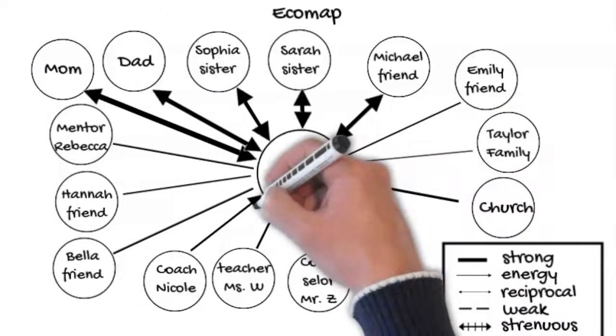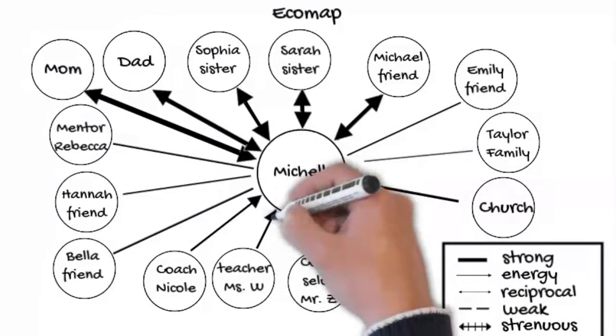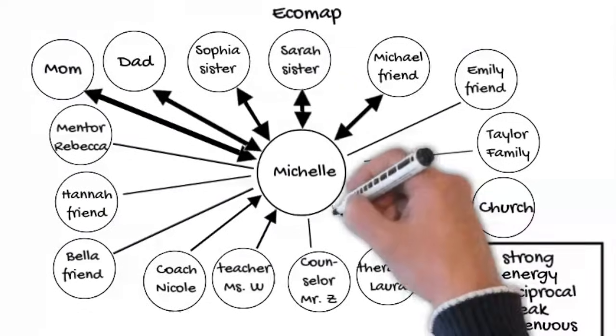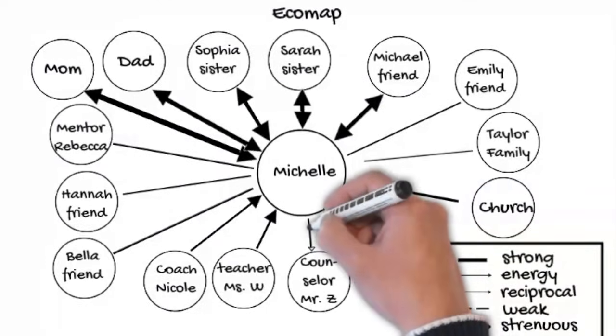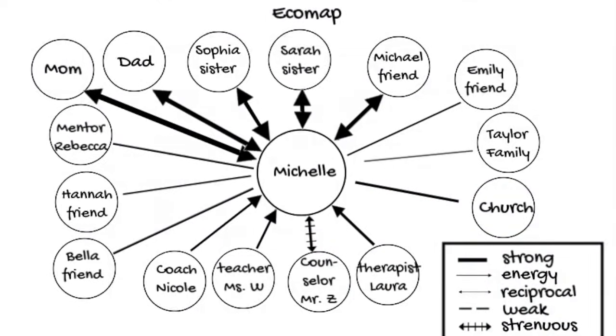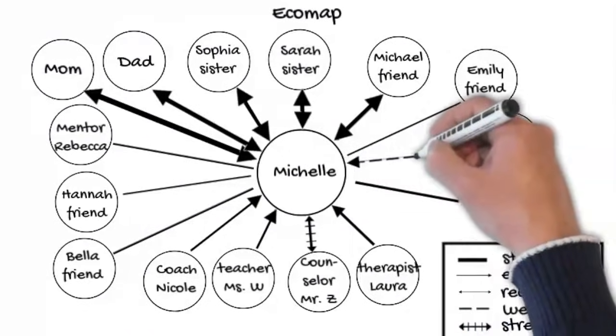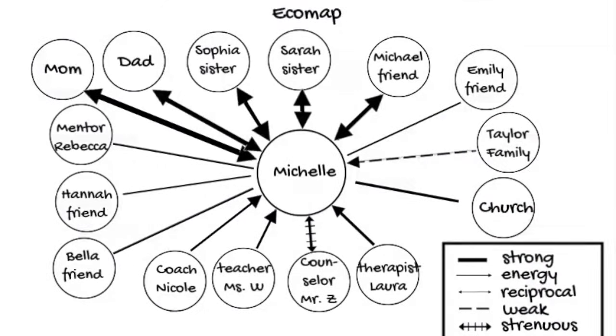Michelle mainly receives energy from her rock climbing coach, her teacher in school, and her vision therapist. So the arrow points towards Michelle, but not the other way. Michelle and her school counselor argue a lot. This relationship is a strenuous one. We put stripes to show the relationship is taxing. The relationship with the neighbors is not very active, but it gives Michelle peace of mind to have someone to go to in case of a fire or other pressing things. The dashed line shows the relationship, although significant, is tenuous.